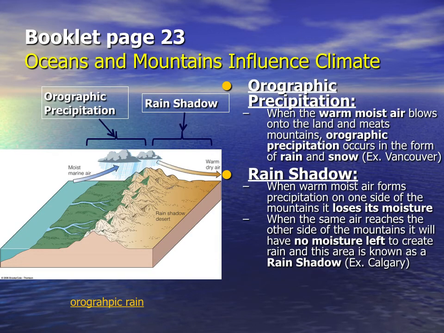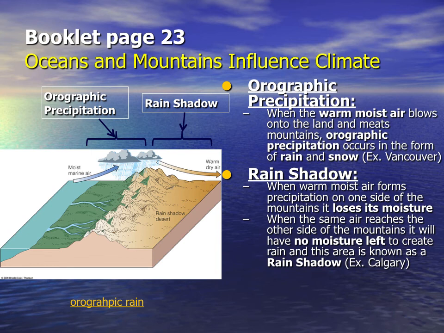Okay. So one last big fancy term for you is orographic precipitation. Now, looking at this little map here, what we see is when the warm, moist air blows onto land from the ocean and meets mountains, what we call orographic precipitation occurs in the form of rain and snow. So again, talking about Vancouver here, warm air comes off the ocean, hits the mountains, and as it hits the mountains, it drops a whole bunch of rain there. So that's what we call orographic precipitation on the ocean side of the mountains.